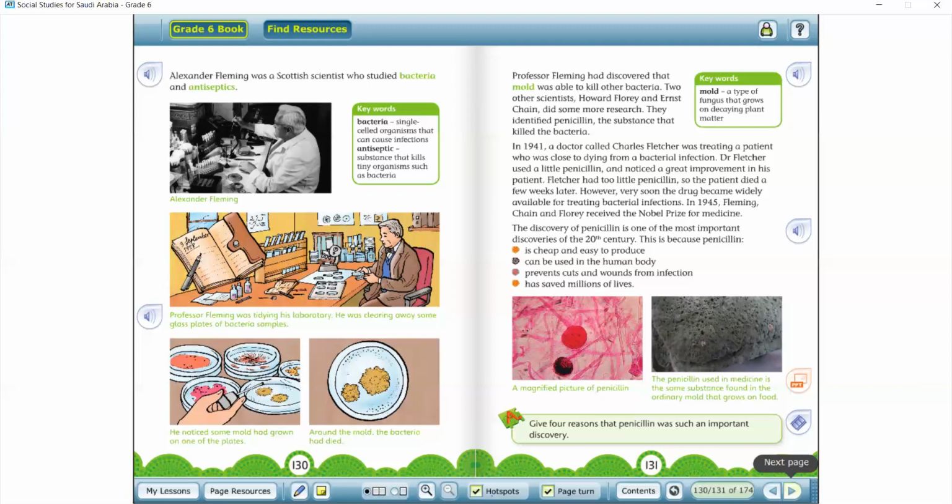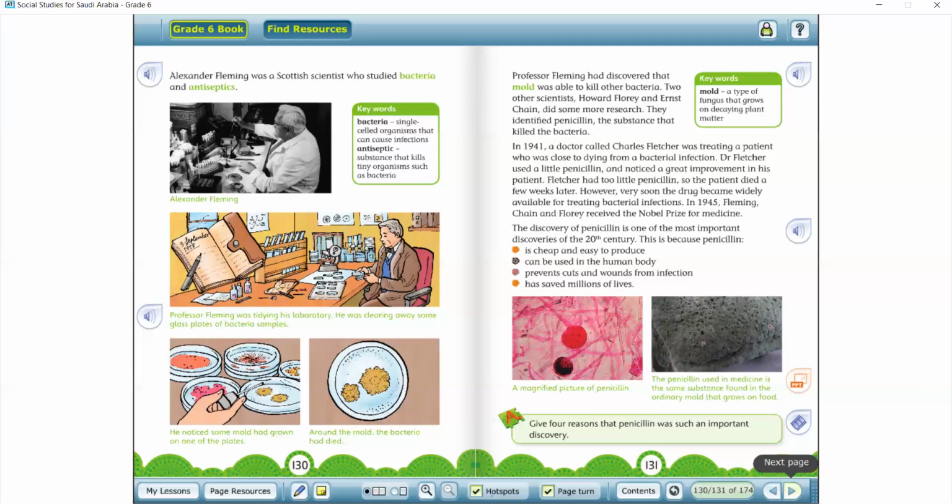So you need to go through that information and study thoroughly, for you to understand what these scientists discovered and what they used the information for. Did it help? Did it improve? As you can see there, it did improve. The doctor there was called Charles Fletcher, in 1941.